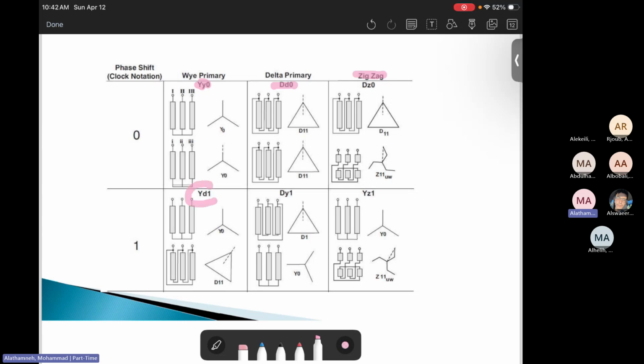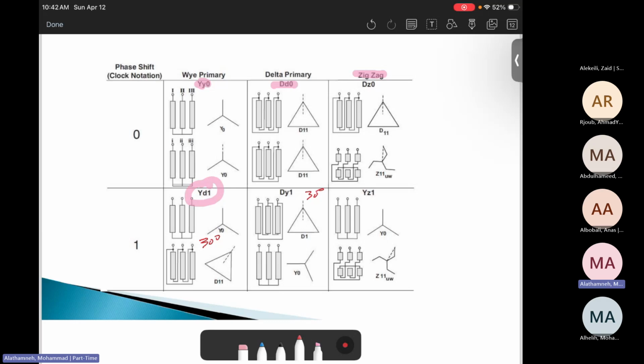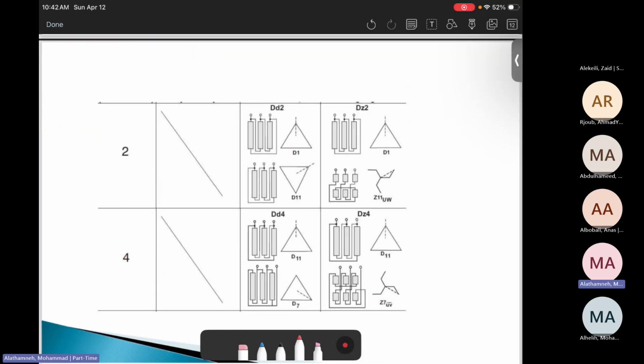Then the other one is Yd1. The primary is Y, the secondary is delta, with displacement angle 30 degrees. And then Dy1, the primary is delta, secondary is Y, with 30 degrees displacement. Then Yz1, the primary is Y, secondary is zigzag, and the displacement angle is 30 degrees. Then the same thing here, we have 2, which means displacement was 60 degrees. Then we have Dd2, which is primary delta, secondary delta, and displacement angle 60 degrees.